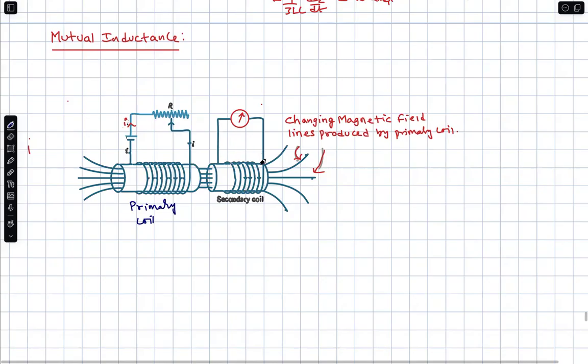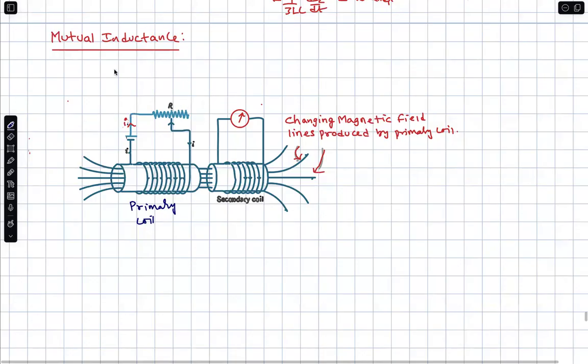Aditya, what is the difference between mutual inductance and self-inductance? Sir, in self-inductance, due to the current, by itself... Yes, correct. Mutual inductance? The coil is getting induced.